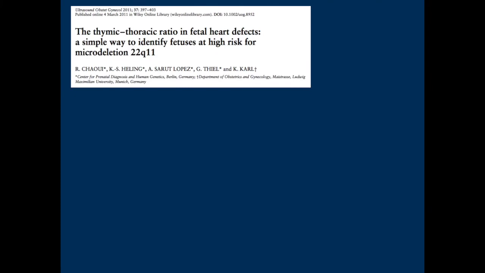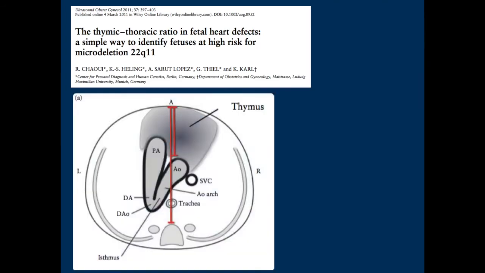One of the best ways that I know how to use, and still use to this day, is a simple ratio published about 9 years ago by Rabbi Chowie, looking at a thymic-thoracic ratio, or a way to identify a tissue mass in front of the 3-vessel view that would really create a space-filling effect to document a normal thymus.